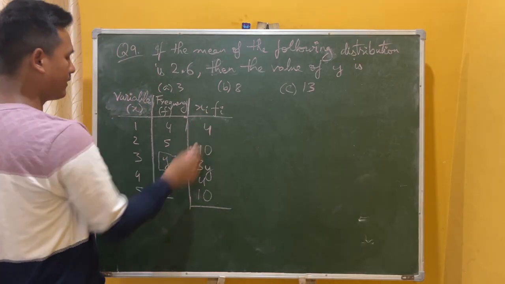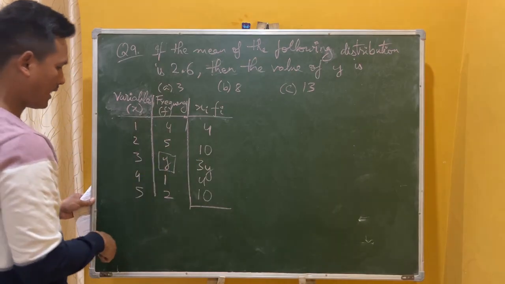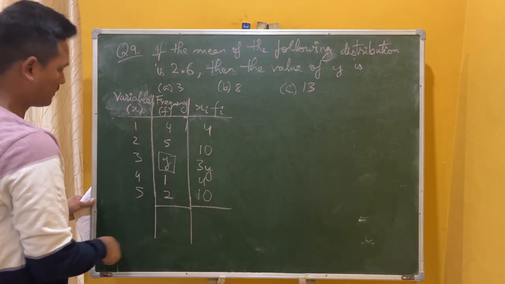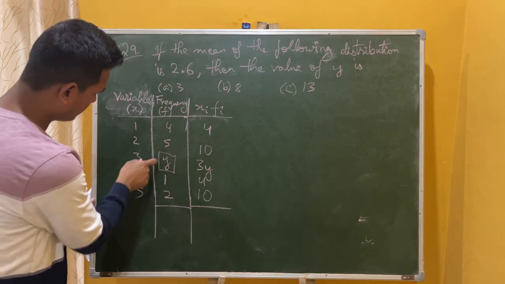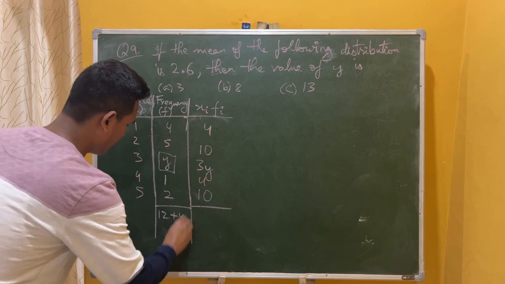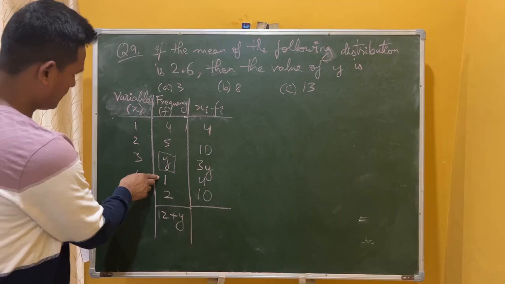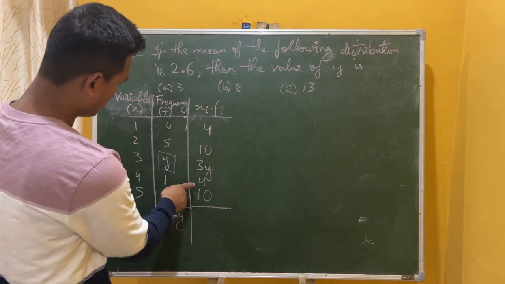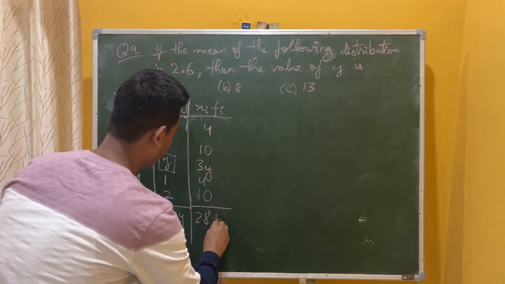In XIFI, what do we do? We multiply the variable with the frequency and add them. We'll have to add the frequency also. So if we add them, 4 plus 5 is 9, 10, 11, 12 plus y. This total is 12 plus y. Then if we add this, it's going to be 10, 10, 20, 28, 28 plus 3y.